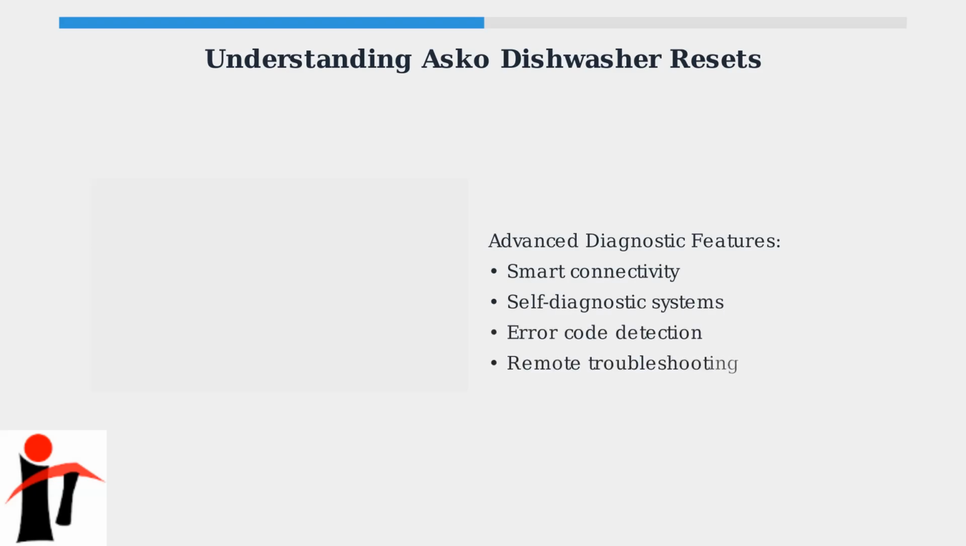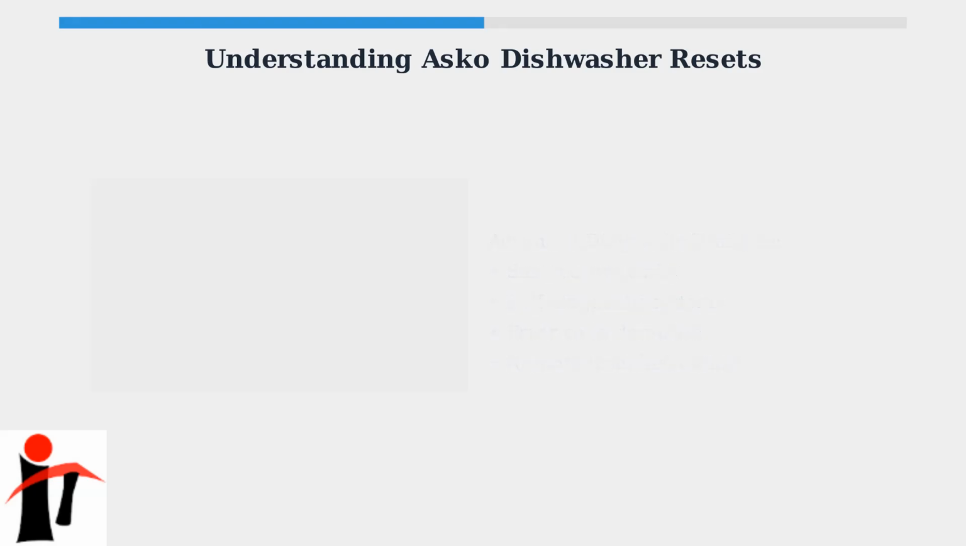Modern Asko dishwashers, especially models from 2022 onwards, feature advanced self-diagnostic systems and smart connectivity that make troubleshooting more efficient than ever before. Understanding how to properly reset your Asko dishwasher is crucial for resolving common issues and maintaining optimal performance. There are three main types of resets available.